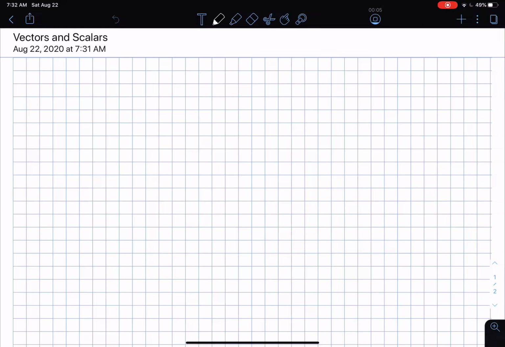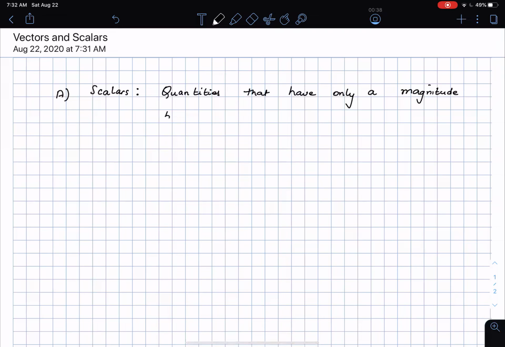In today's concept talk, we will be looking at the idea of scalars and vectors. Alright, so first is scalars. These are typically quantities that have only a specified magnitude but no direction. Okay, so these are quantities that have only a magnitude but no direction.